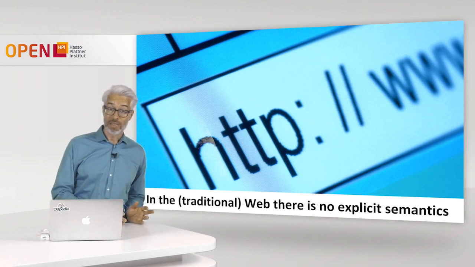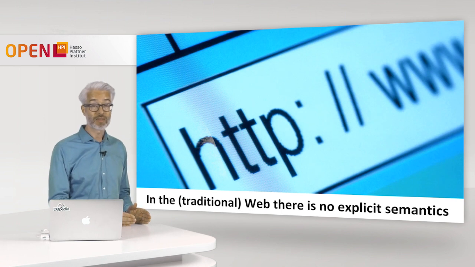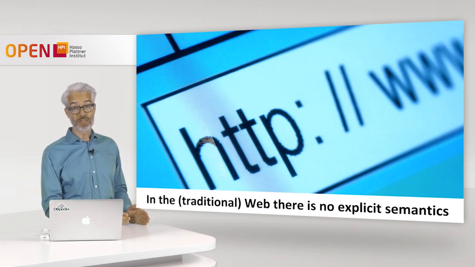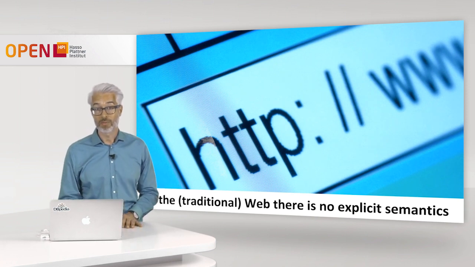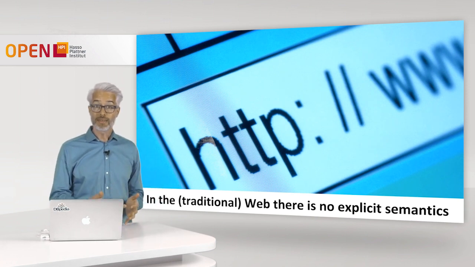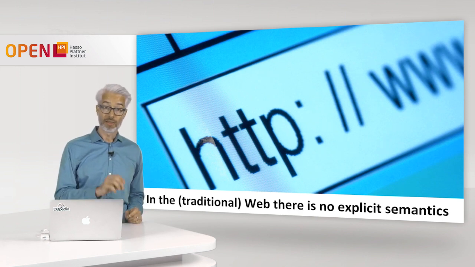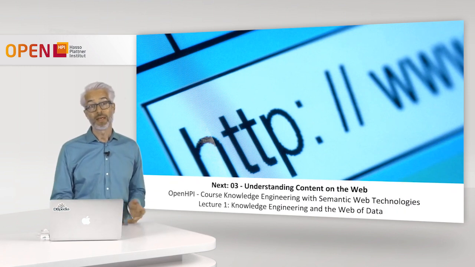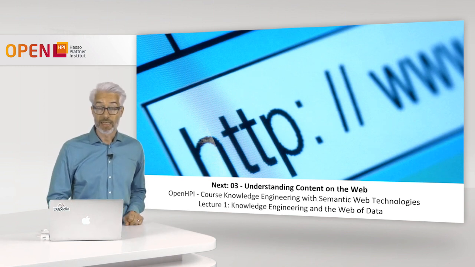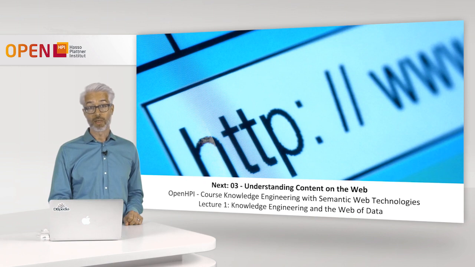It's there, but it has to be interpreted, and the interpretation, of course, has to be determined from all the contextual data that is available. And this makes it really difficult in the traditional web to understand the correct meaning of the information. So, in the next part of the lecture, we will deal with how this understanding of the information content might work on the web.